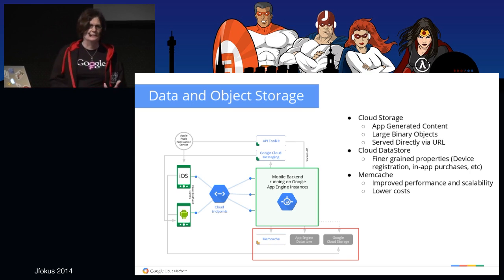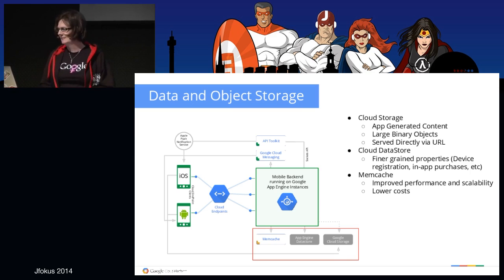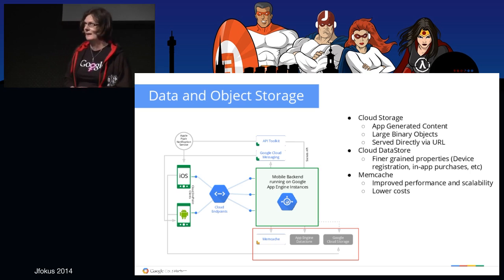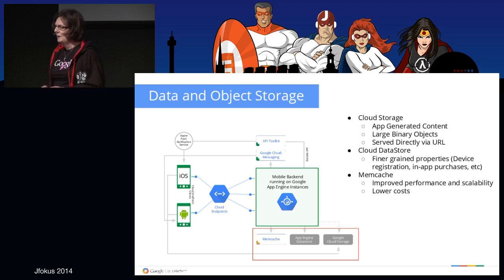This is better suited for finer-grained properties, such as maybe device registration or in-app purchases, those kind of things. Then also we have Memcache as well. Because the Datastore is a paid service, as is cloud storage as well, you probably want to make as few calls as possible to the Datastore. As few reads and as few writes as possible. And so by caching the data, you can not only improve performance and scalability, but you can also lower costs.